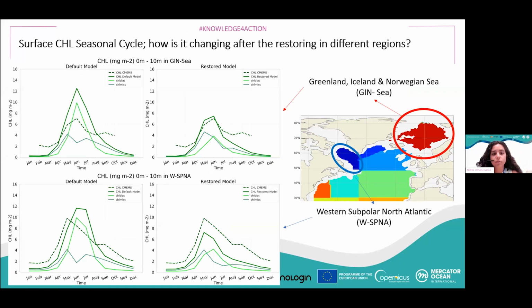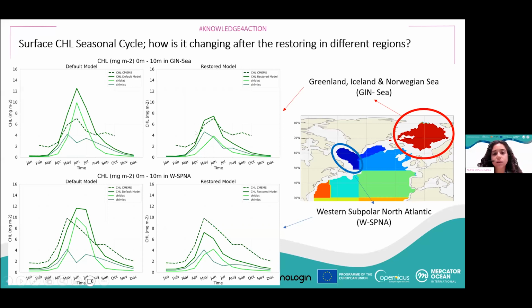In this sense, and taking these two regions specifically, we are showing here the seasonal cycle of the chlorophyll between 0 and 10 meters, to see what is happening in this layer. At the top we have the Aegean Sea, and at the bottom we have the Western Subpolar North Atlantic. In the Aegean Sea, as you can see here, on the left we have the default model, and on the right we have the restored one. The dashed line is the chlorophyll from CMEMS, and the dark green line is the chlorophyll from our model. The other two lines are the components of the total chlorophyll from our model.